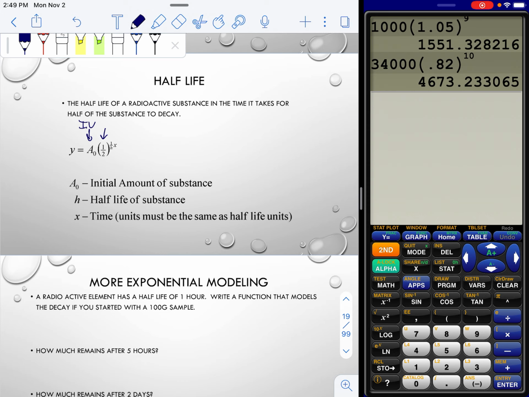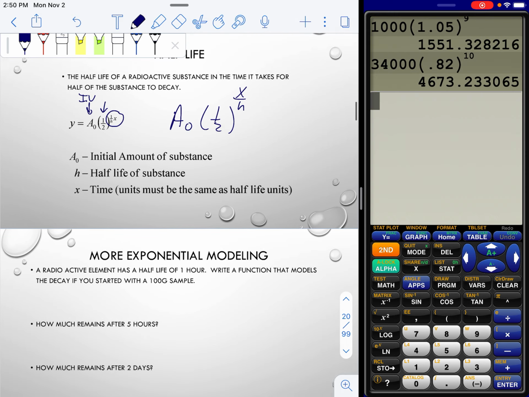Your multiplier for half-life will always be 1/2 or 0.5, because we're losing half, which means half remains. Now up here, your exponent. Some people write this exponent as x over h, which is essentially what that is. x is the time in units, the same as your half-life units, and h is the half-life. How long does it take for half of it to disappear?